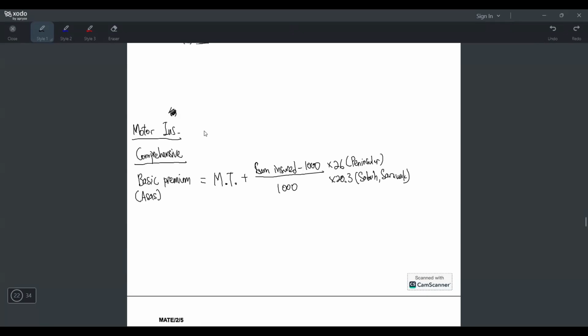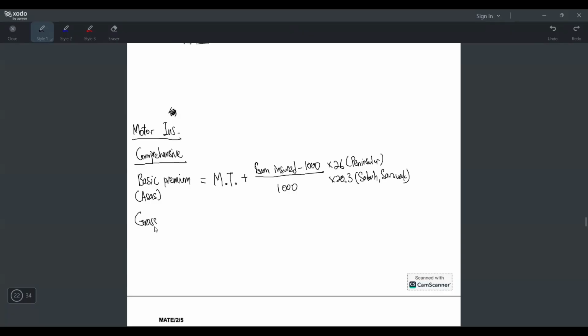So you have to read the motor tariff, plus the sum insured. This one they will give in the question. Minus 1000, divide 1000, and then times 26 if it's in Peninsula, times 20.3 if it's in Sabah Sarawak. Okay, so this one is the formula to find the basic premium.